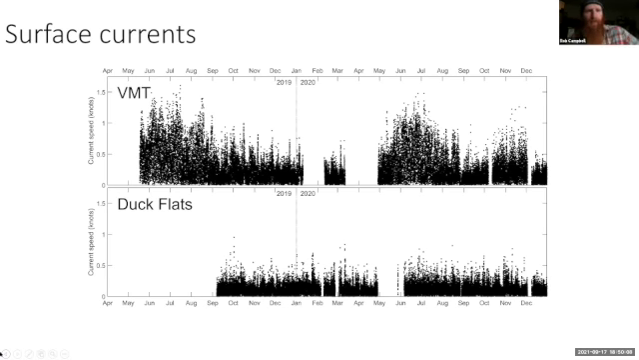Now, this is the time series, all of the observations of currents made at both of the buoys. They have an acoustic current meter that's at about 1 meter, and it's side looking, so it's measuring quite close to surface currents. I can see they're generally higher at the VMT than the Duck Flats, and that's probably just because of the shape of Port Valdez.